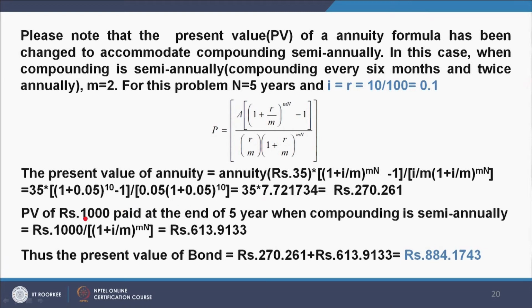270.261. Now, again the present value of the 1000 paid at the end of 5 years, when compounding is semi-annually, is 1000 divided by, in brackets, 1 plus I by m to the power mn, which comes out to be rupees 613.9133. Thus, the present value of the bond is this 270.261 plus this 613.9133, which comes out to be 884.1743.